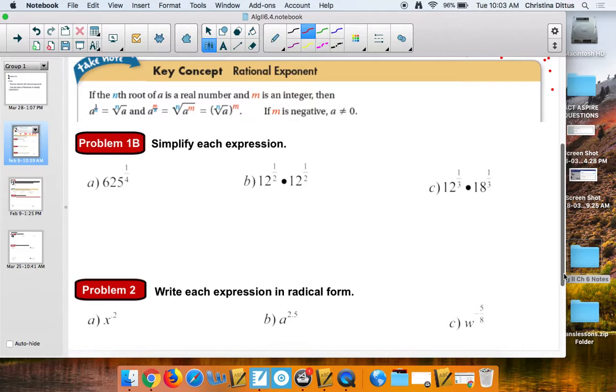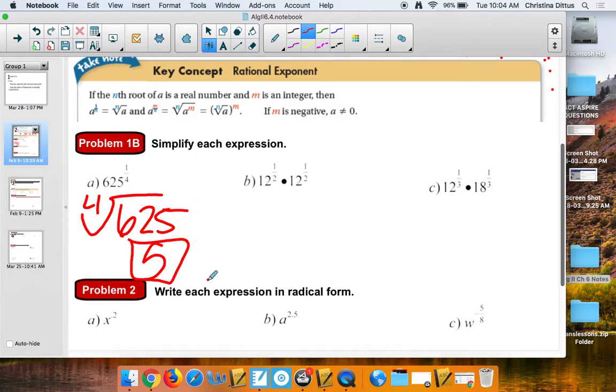How would I rewrite 625 to the 1/4 power? What is the 4th root of 625? Use those helpful blue sheets. What's the 4th root of 625? 5. 5. Done. Questions about how we got 5 out of all of that?